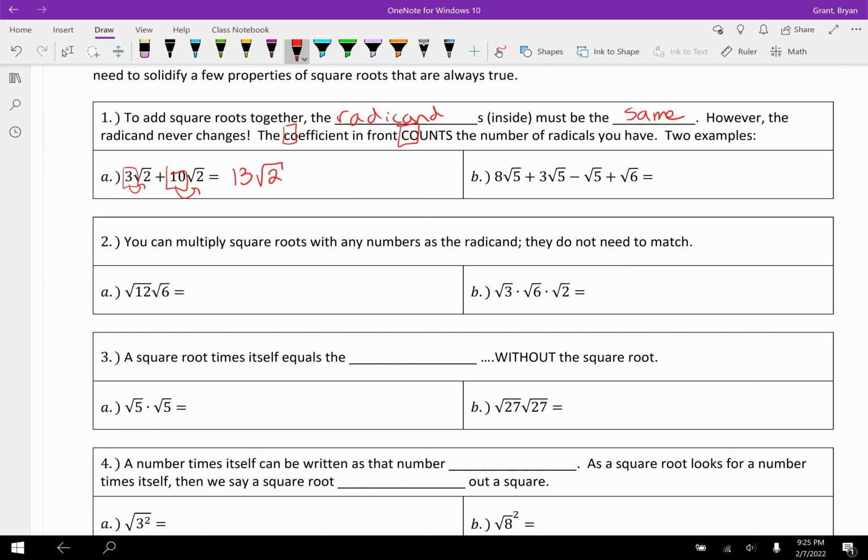That's as far as we're going to go. You could type that into a calculator, 13 times the square root of 2, and get a decimal, but we don't like those icky decimals. We want to keep it nice and succinct, nice and easy and short. All right, let's look at the next one.